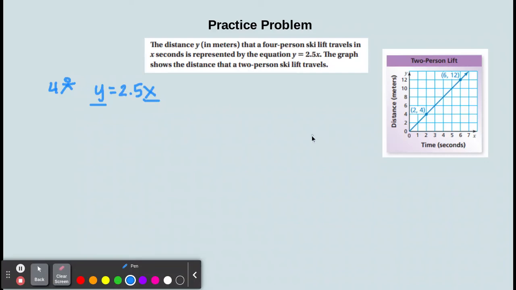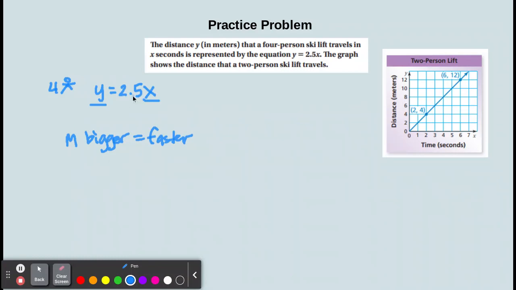Okay? Now we want to know, here's our 4-person one and here's our 2-person one. So this is the rate at which the 2-person lift can travel. And we want to know what the rate is that the 4-person lift can travel, and then compare those and see which one is faster. In order for us to know which one's faster or steeper, that means our slope has to be big, right? The bigger the slope, that means the faster they're going to travel. So we want the biggest m.